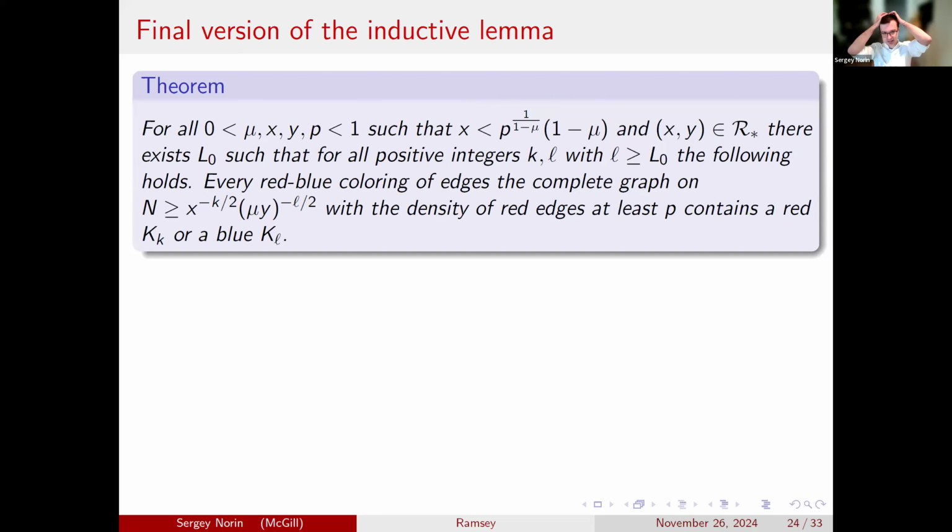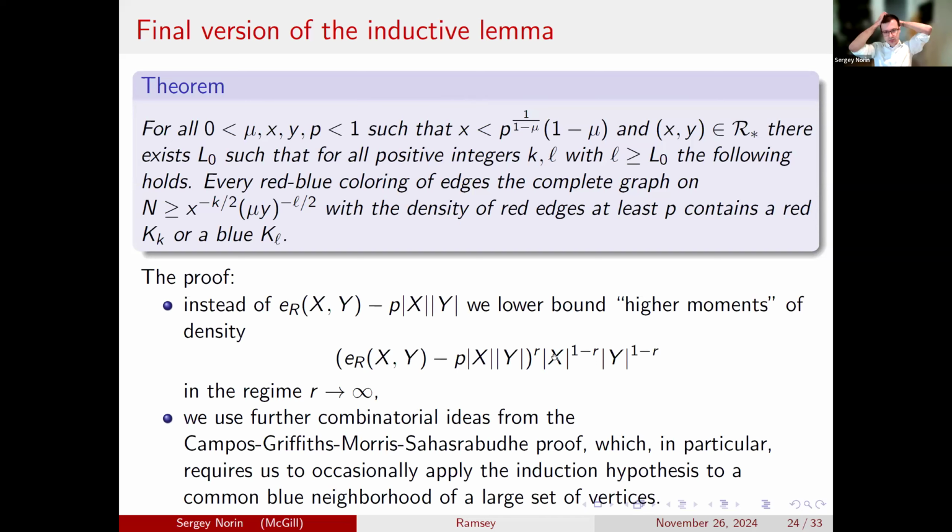You don't necessarily need to understand the details. But we make various technical changes. In particular, instead of bounding our excess number of edges, we start bounding higher moments, higher powers of this extra number of edges, and take the limit of these powers raised to infinity. So looking at these high moments is important. And we also use some other combinatorial ideas from the proof.